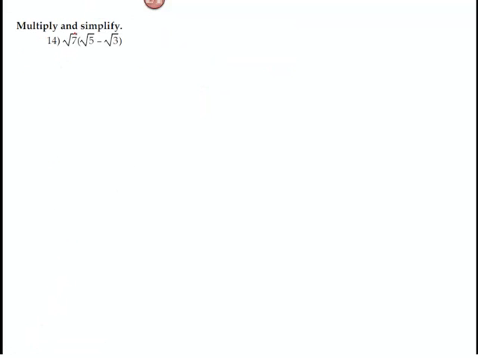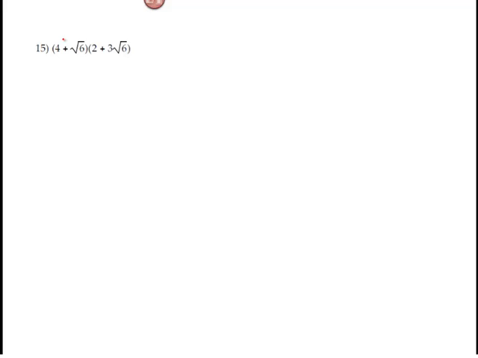Multiply and simplify. So we need to distribute. So 7 times 5 is 35. And distribute to the second thing. 7 times 3 is 21. And that's a negative in front because this is a minus sign. Check and see if this will simplify. That one doesn't. That one doesn't. So that means that this is square root of 35 minus square root of 21.